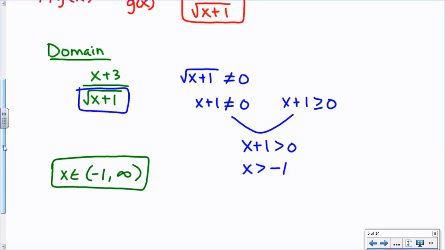My x plus 3 on top doesn't matter. You could have a 0 on top. You could have a negative because there's not a radical. That doesn't matter. What mattered was this denominator, and it was also a radical. Any questions about that? Okay, let's do another one.